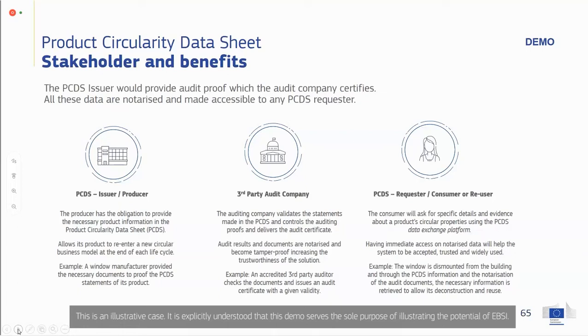Then the second stakeholder is the third-party auditing company. So they will audit.